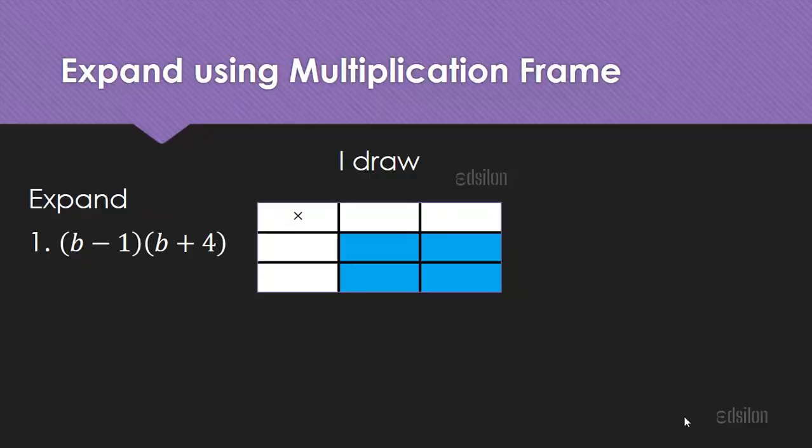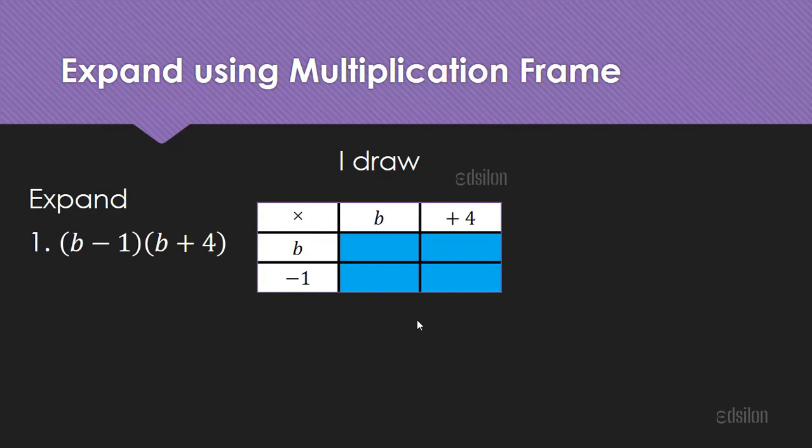Let's continue. Expand the product of b minus 1 and b plus 4 using the multiplication frame method and the distributive law. Let me demonstrate using the multiplication frame method first. We draw a 3 by 3 frame. Where shall I fill in b minus 1? The first column or the first row? Either one is okay. I choose to fill in the first column. This means that I will fill in b plus 4 in the first row.